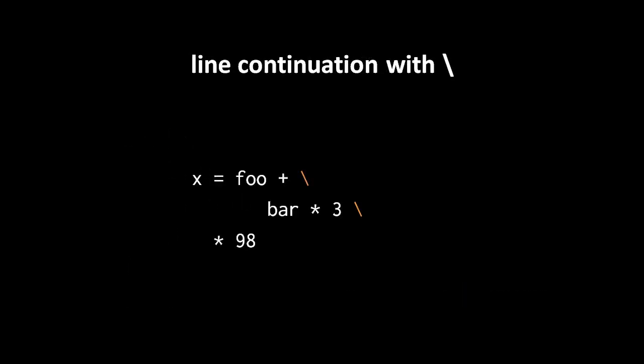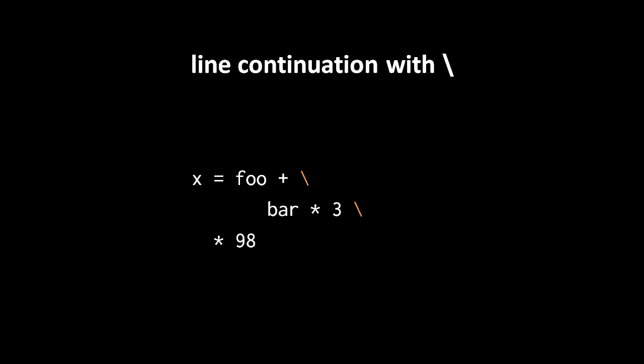As another stylistic affordance to get around the usual rules of indentation, Python also lets you use a backslash at the end of the line to indicate that that line actually continues on to the next line. So think of it simply as a marker that says this line is not over yet, it actually continues on to the next line. So here, for example, we have one logical line, but it's actually been written across three separate lines, and it reads simply x equals foo plus bar times 3 times 98.